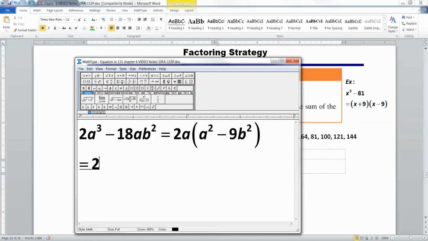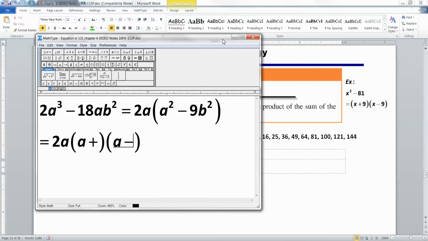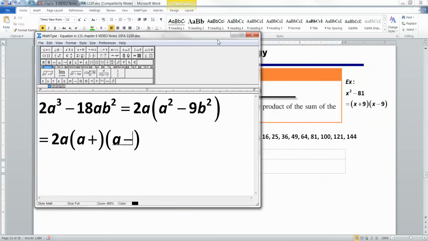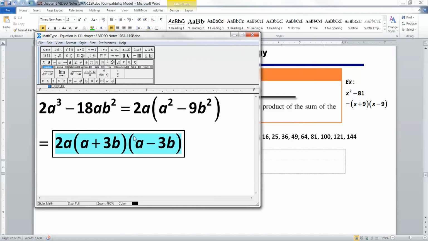So this is equal to 2a times, I'm going to double parentheses, a is going to go in the front of each of them. One gets a plus, one gets a minus, and then all you have to do is figure out how can you break up 9 evenly. Well, it's got to be the square root of 9, which is 3. Now, 3 times 3 will make you 9, everything will be great, but you won't need these b's in there as well. So you need to make it so it's 3b and 3b. This will work. If you don't believe me, try to FOIL it.